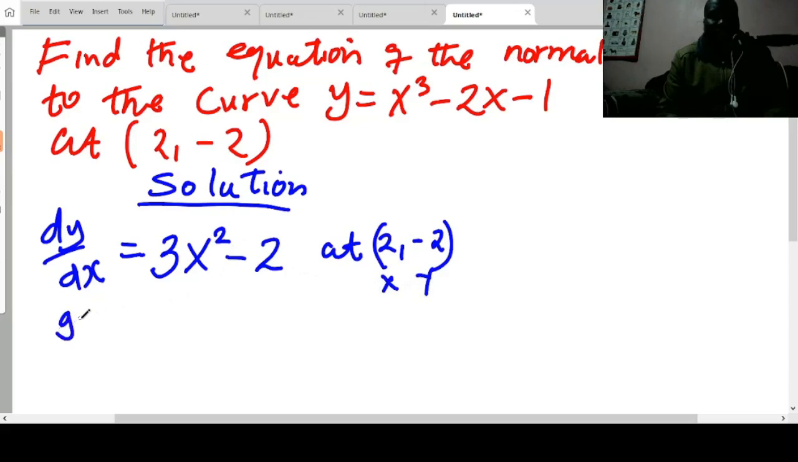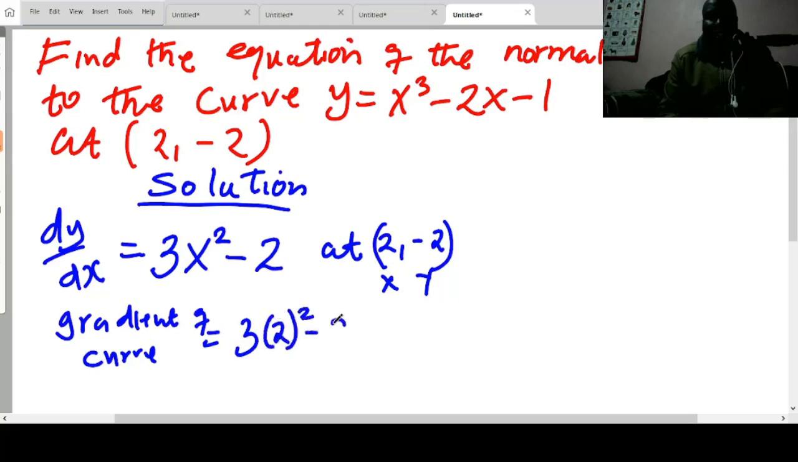So the gradient of the curve will be equal to 3 times 2 raised to power 2 minus 2. This one is 3 times 4, which is 12, minus 2. 2 raised to power 2 is 4. 4 times 3 is 12. And this one is going to give us 10. So the gradient of the curve is 10.